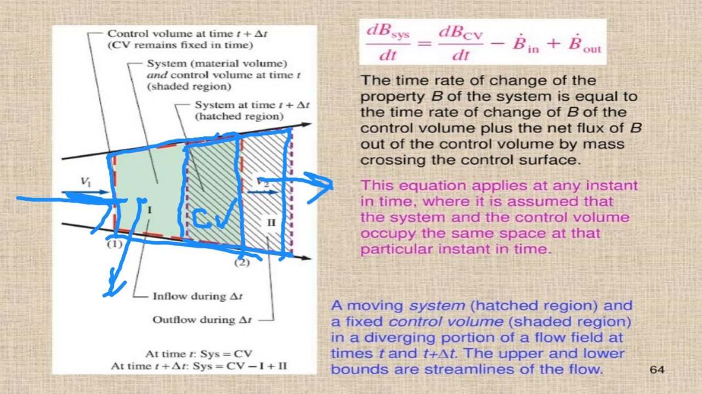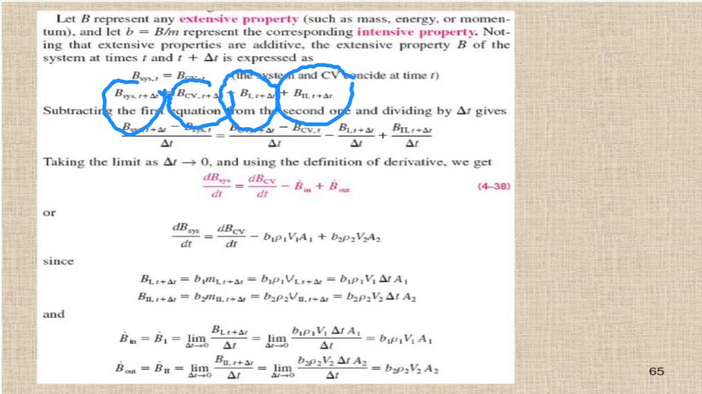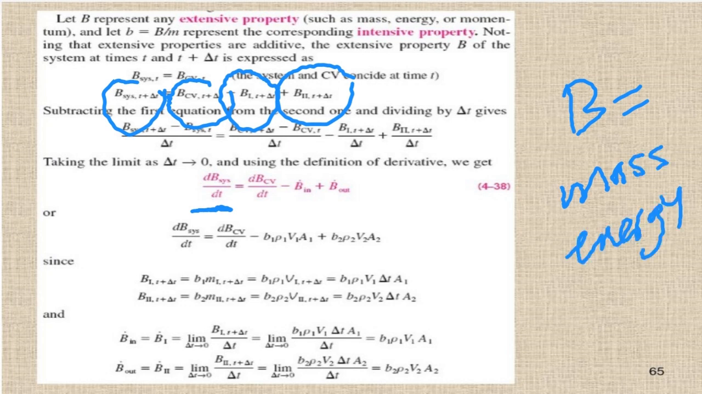So we can show it mathematically as, for the whole system, the change in the control volume, minus the left amount, plus the entering amount. If you take the time rate of change of this, you are going to get the time rate of change of B. B is an extensive property. Remember what the extensive properties are? An extensive property can be mass, can be energy, can be momentum. And what was the intensive property?